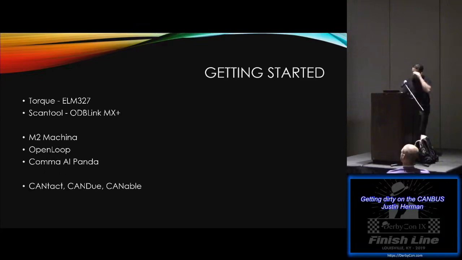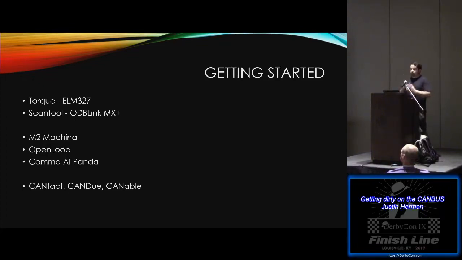So if you're getting started, and I know this is going to run a little bit long, I began with using an ELM327 and Torque. It's basically an Android app, available for free. And the ELM327s are pretty good for just checking OBD2 messages. But I wanted to get into something a little bit more, and I wanted to actually send CAN messages.